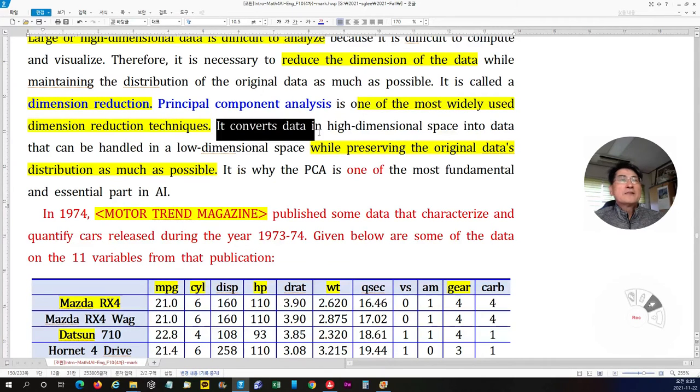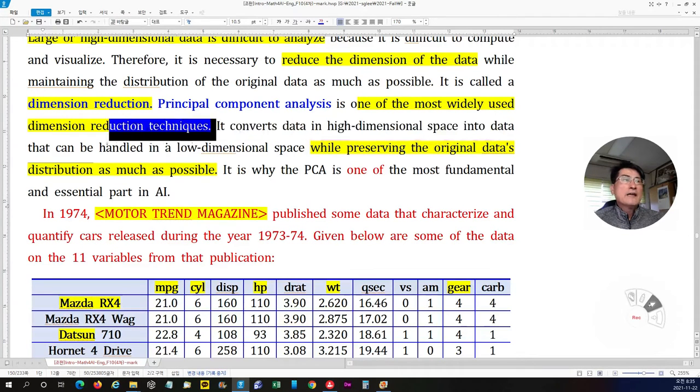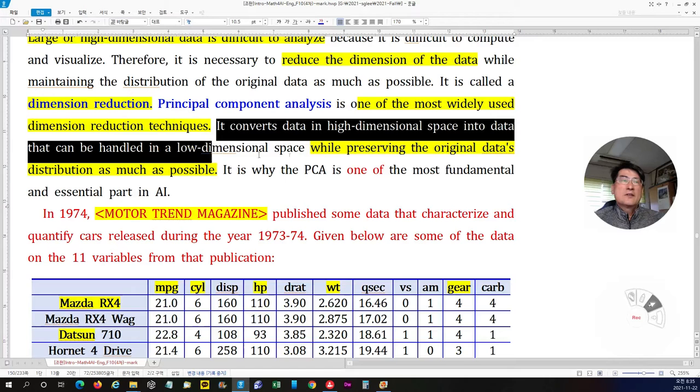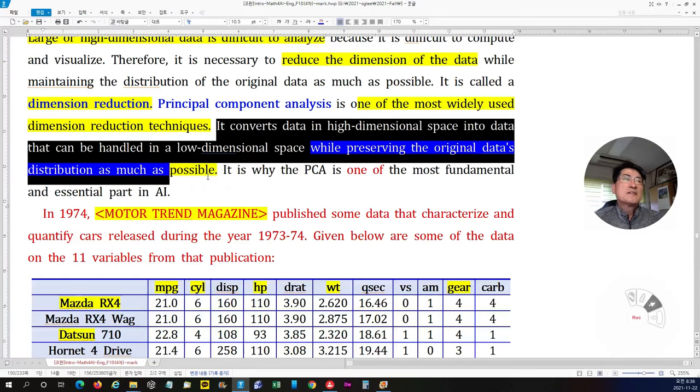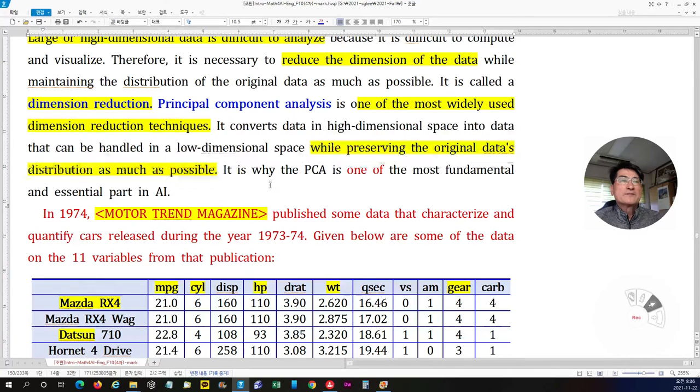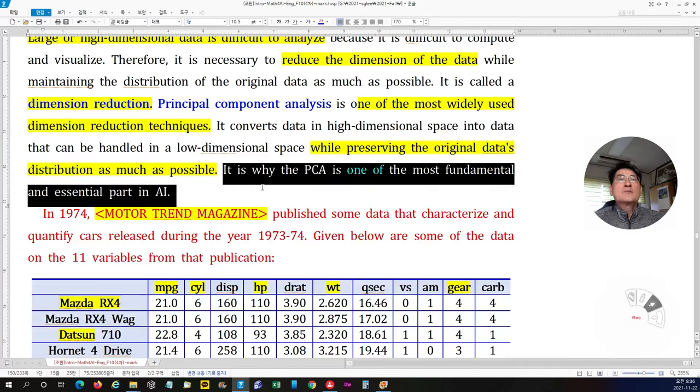It converts data in high dimensional space into data that can be handled in a low dimensional space while preserving the original data's distribution as much as possible. This is why PCA is one of the most fundamental and essential parts in the study of AI.